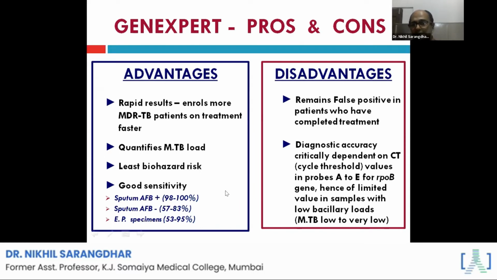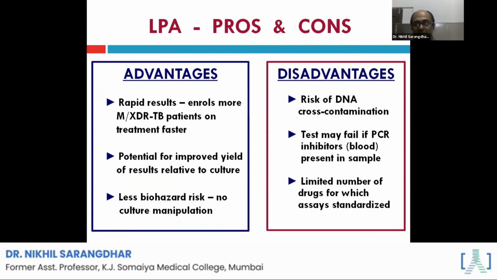There are two major disadvantages of GeneXpert. One, unlike culture, it cannot be used as a monitoring tool because it continues to remain positive even in patients who have successfully completed treatment and are cured. Two, the diagnostic accuracy is critically dependent on the cycle threshold or CT values, which can be difficult sometimes to analyze, particularly for RIF resistance in samples with low bacillary loads, that is MTB low or very low, and I'll come to this later in my talk.